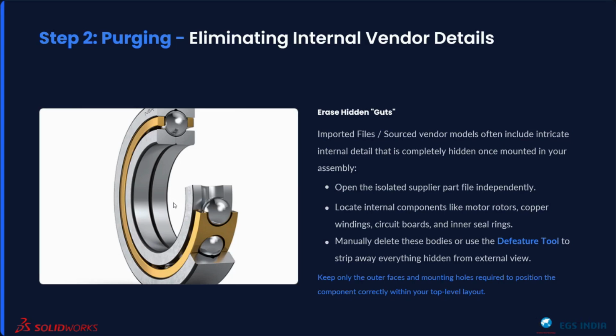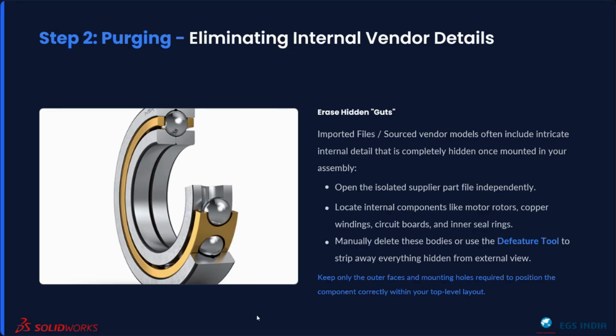So for example, in this case, you can see that there are multiple layers to the bearings, with the balls inside the bearing also available. All of these can be deleted, or using the defeature tool can be stripped away to make sure that only the outer faces required for your assembly are present. By doing this, we reduce the number of graphics triangles, and we also reduce the overall file size and opening time. Basically, all the data present inside the part is reduced by this simple option.